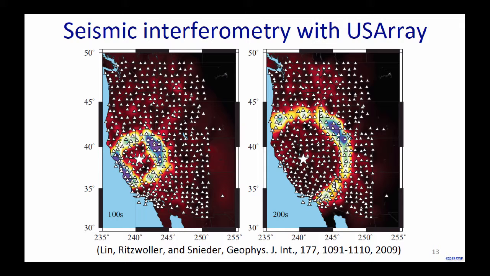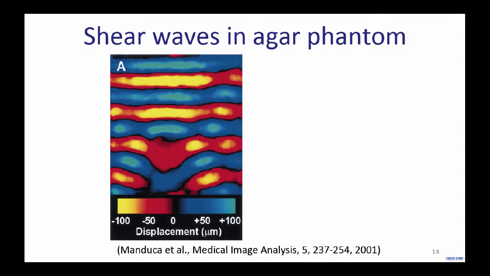But this is sort of cheating because now we had stations everywhere. So I want to show you another example, which is by Jim Greenleaf and co-workers. They work in medical imaging, and they developed a technique, it's really cool, based on magnetic resonance imaging, MRI, which allows them to take snapshots of the shear waves that propagate through soft tissues. So with MRI they can literally take snapshots of the shear waves that propagate through a body.